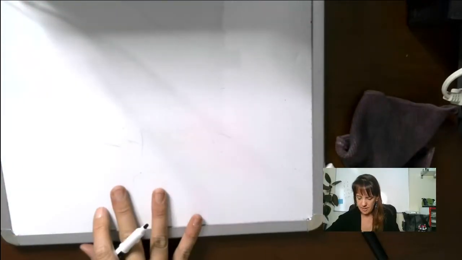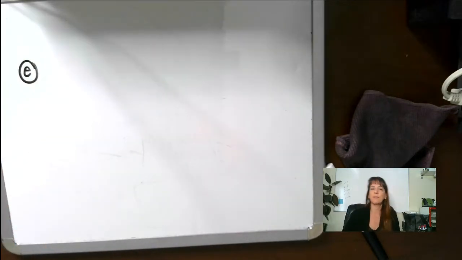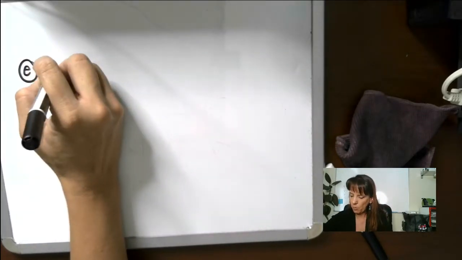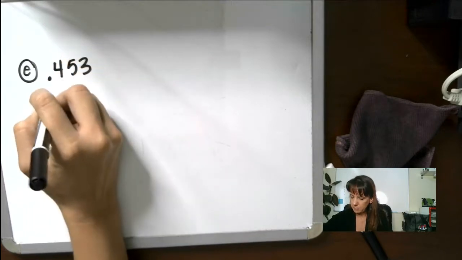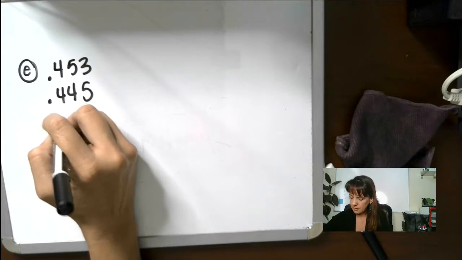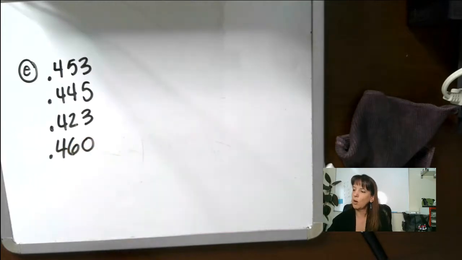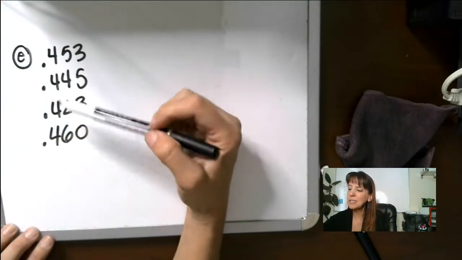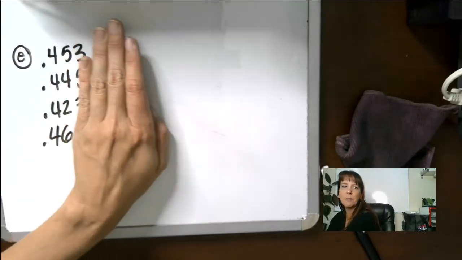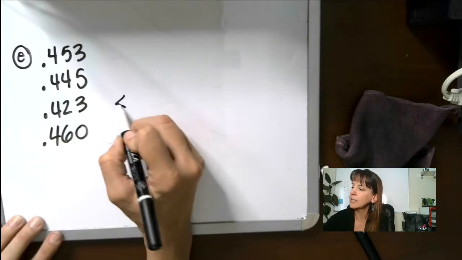All right, and E, graph these numbers on a number line. Okay, so let's talk about how we would do this. We're going to put them in order first. 0.453, 0.445, 0.423, 0.460. Okay, so if we're gonna put these on a number line, let's ignore that last number, right? If we ignore that last number, we have 42 through 46. So we're gonna go like this.